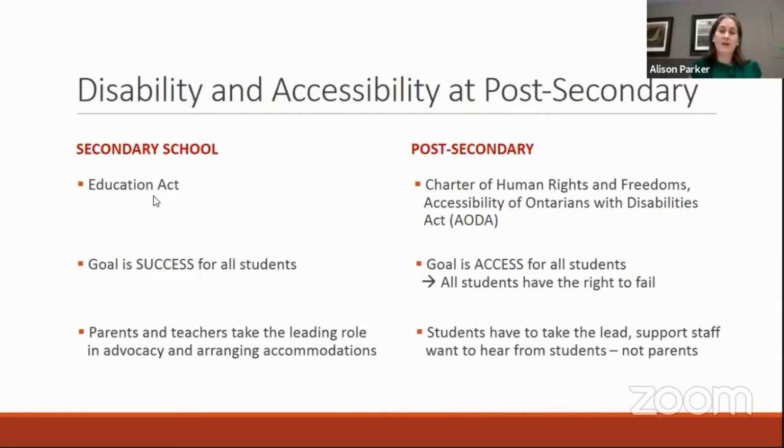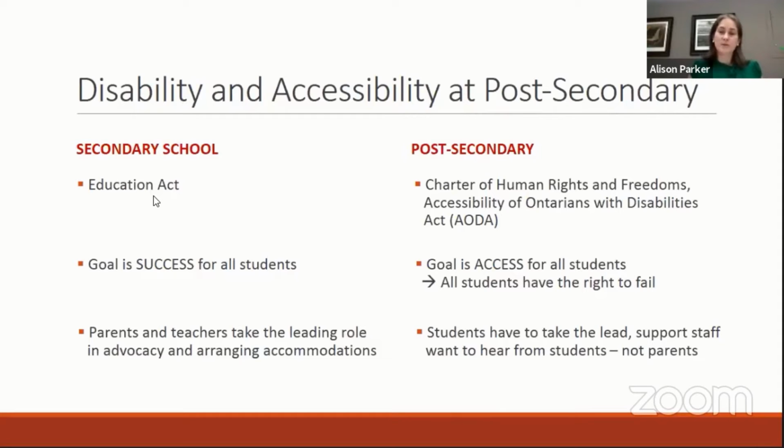When we look at how these laws are applied to students, at elementary and secondary school, the primary goal is success for all students. So what services need to be in place to ensure students are successful and really ultimately that they'll graduate high school.